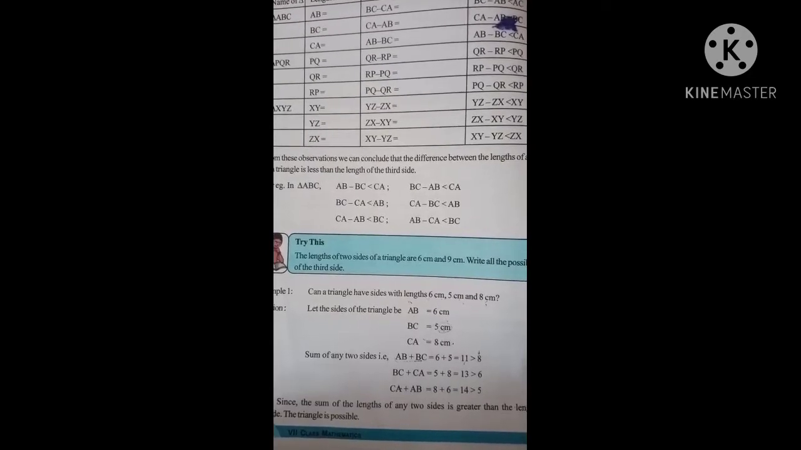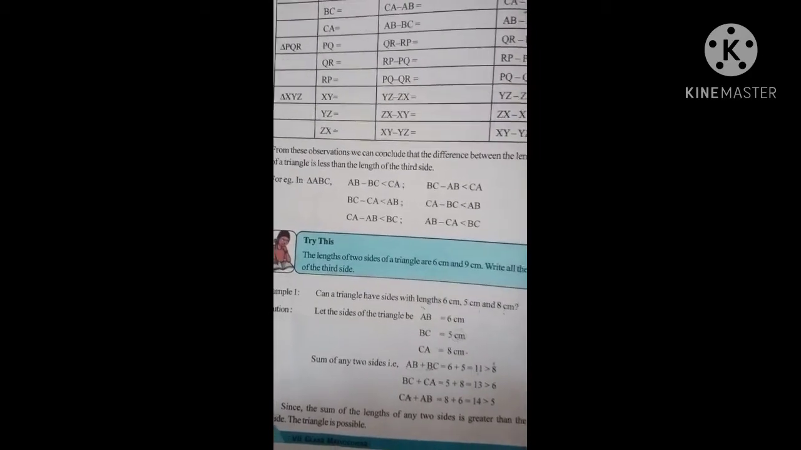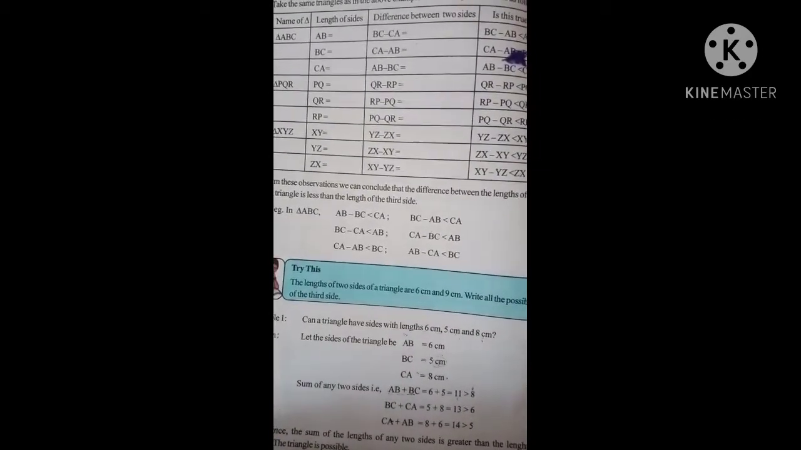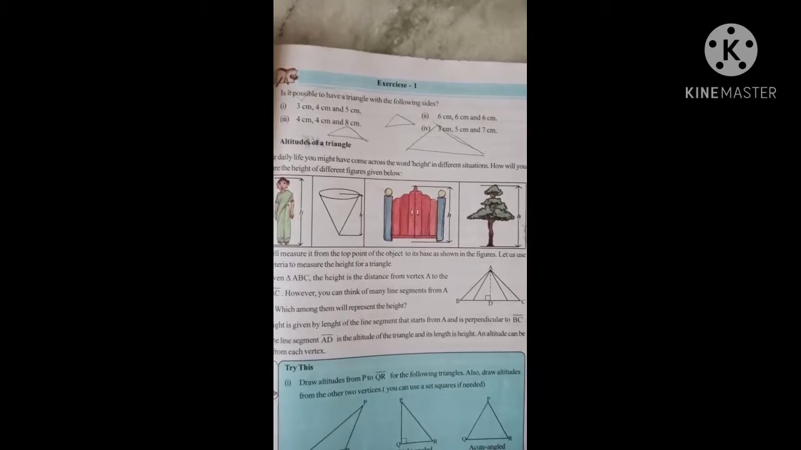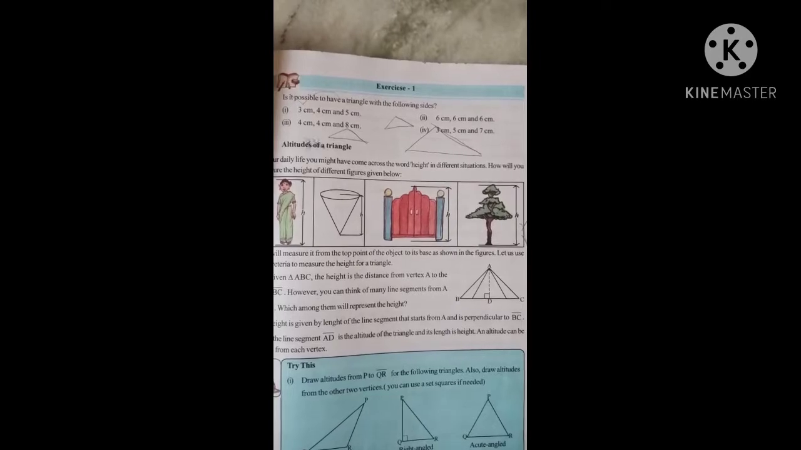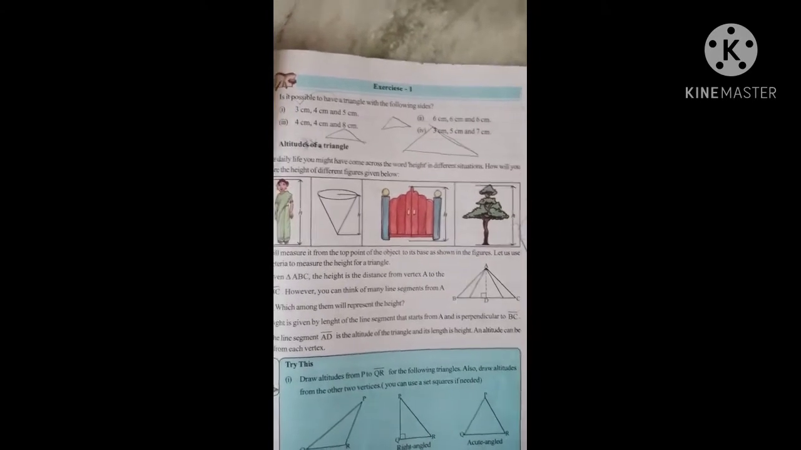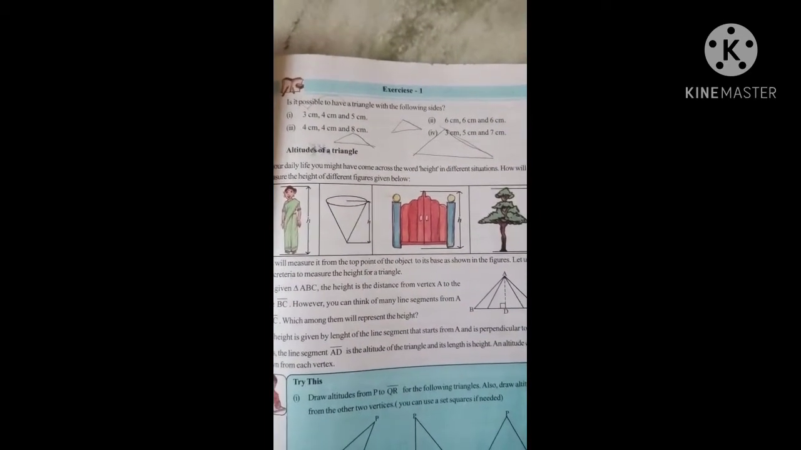Like that you have to check whether a triangle is formed or not by the given sides. Same like that, you have Exercise 1. In Exercise 1 you have 4 problems. Just do those 4 problems and draw the triangles also using a scale. Whether it is possible or not, you have to check using this condition, and afterwards draw the triangle in your classwork also. Clear? This is about your Exercise 1.